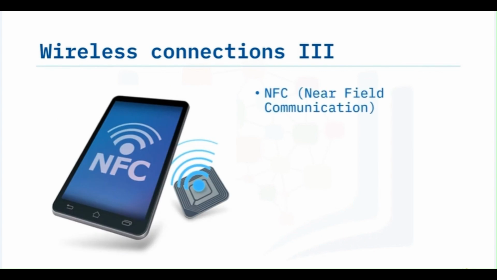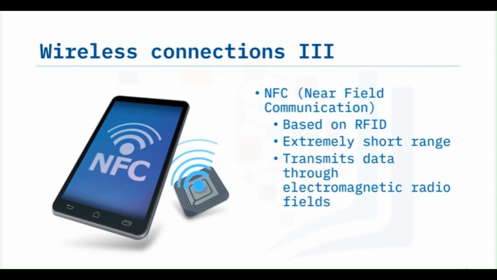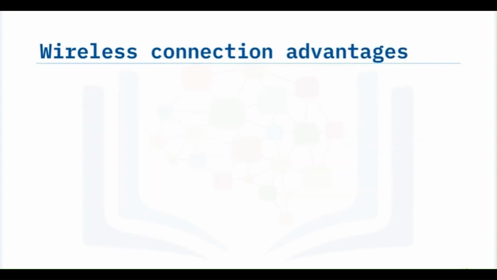NFC, or near-field communication, is an evolution of RFID technology that works over extremely short distances. Near-field communication transmits data through electromagnetic radio fields to enable two devices to communicate with each other. To work, both devices must contain NFC chips. The short range makes NFC power efficient and increases security by eliminating accidental triggers. Common implementations of NFC include key cards for hotels and office access, digital wallets, and chip-enabled credit cards.